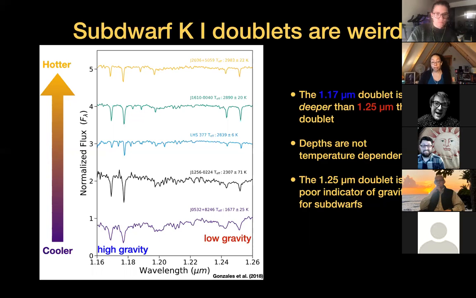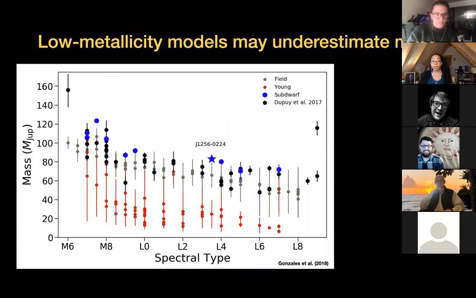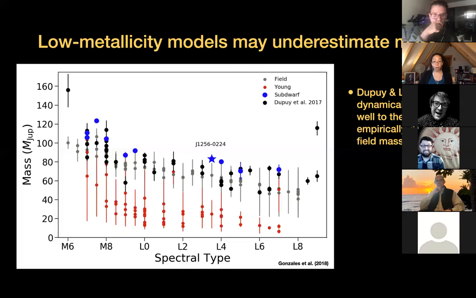So next I wanted to place subdwarfs in context with the larger brown dwarf population. And one thing I wanted to look at is mass versus spectral type. Again, we have field age objects in gray, young objects in red, and old objects in blue. These were all determined again with the same SED method. But now we have in black our field age objects that have dynamical masses. And what we see is these dynamical masses agree very well with the field age objects from the SED method, showing that the masses derived for these models are doing a good fit.